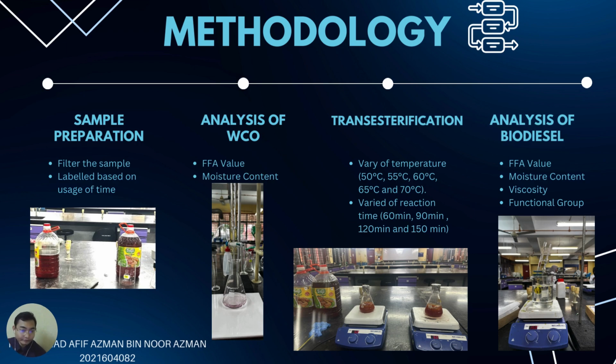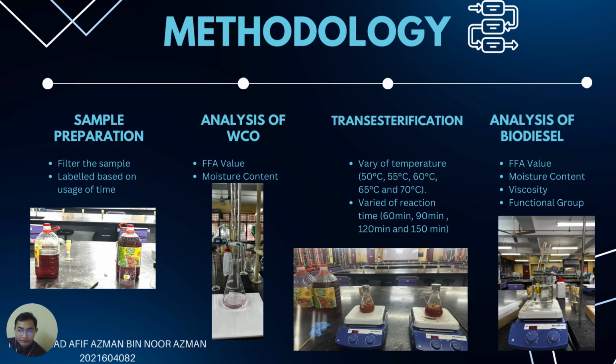So we go to methodology, which starts with sample preparation. The WCO will be filtered and labeled based on their usage time, where WCOA is 2 times of usage, and WCOB is 3 times of usage. For the analysis of WCO, the FFA value was analyzed by using acid-base titration. The moisture content was analyzed by using oven drying at 105 degrees Celsius for 2 hours.